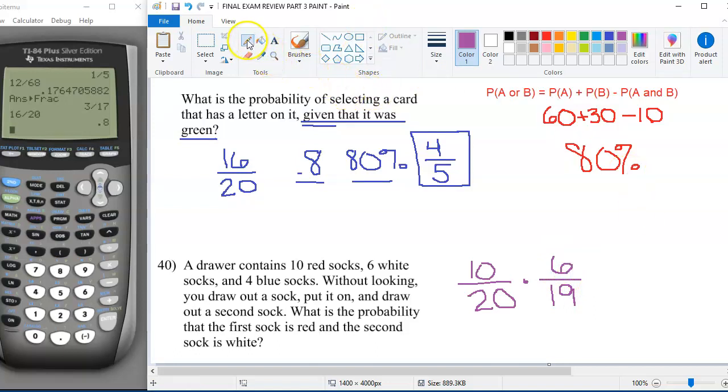Now, I don't want to have to reduce a lot later on, so I am just going to turn the 10 out of 20 into 1/2, because that will just save me a lot of trouble later. There you go. 1 times 6 is 6. 2 times 19 is 38. Those are both even numbers, so they reduce to 3 over 19.